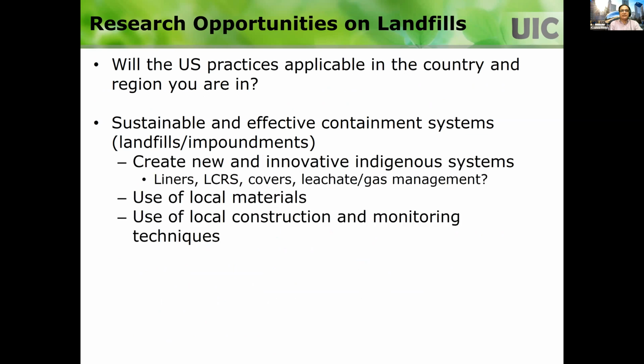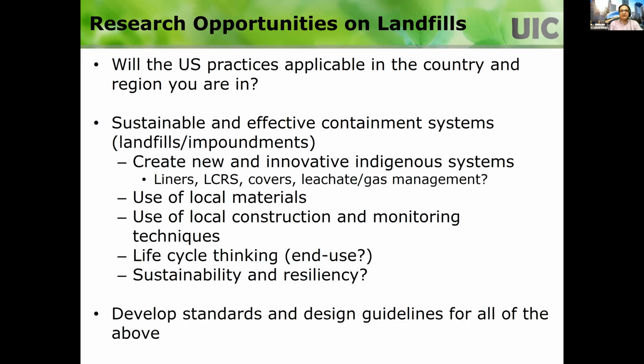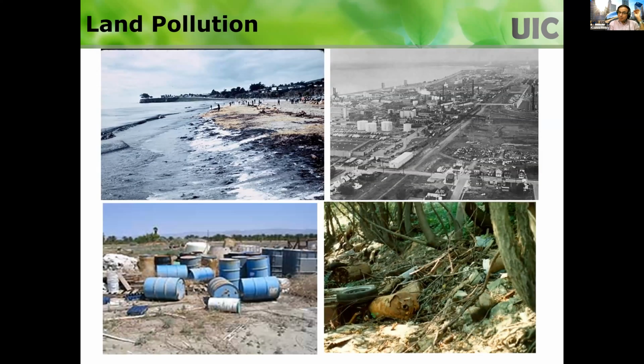So my question is, take all these things that are learned that are happening in the US or other countries, and then think about what kind of effective and sustainable containment systems can be built in India or in any developing countries, and then develop the standards and design guidelines. If you want to follow what is being done in the US, and if you don't have resources, you're not going to have landfills. You're going to create more and more dumps. So try to be realistic and see what is possible to be done, and do those things and avoid these dumps. And land pollution is a big problem.